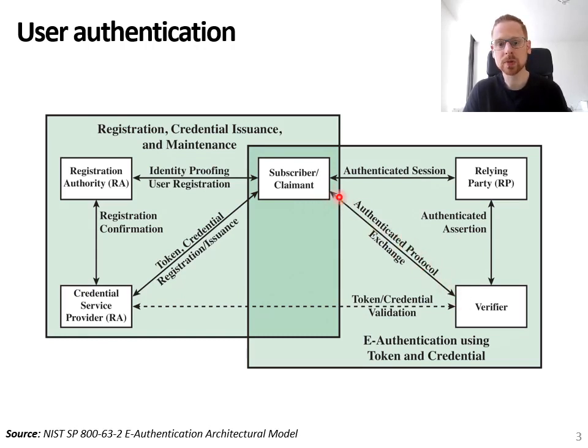Using an authenticated protocol exchange, the subscriber, in this case also called the claimant, can contact the verifier to prove their identity based on their identity information, such as an email address, and the token, such as, for example, a password. The verifier will ensure that this information is correct with the credential service provider, and if it is, it will authenticate the user and relay this information to the relying party, which is basically the system that the user is trying to gain access to. If everything is correct, the claimant can then set up an authenticated session with the relying party.